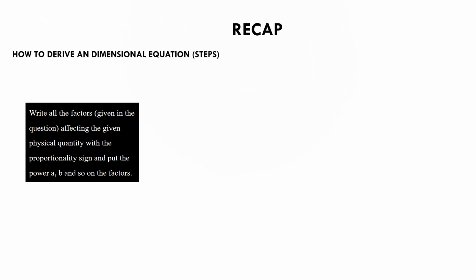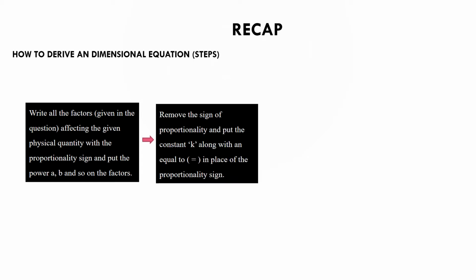Let us do the recap of what we studied: how to derive a dimensional equation. So write all the factors given in the question, okay, and with the proportionality sign and the power of a, b and c, remove the sign of proportionality, put the constant k. To remove the proportionality sign, we put an equal to sign and a constant k, okay.